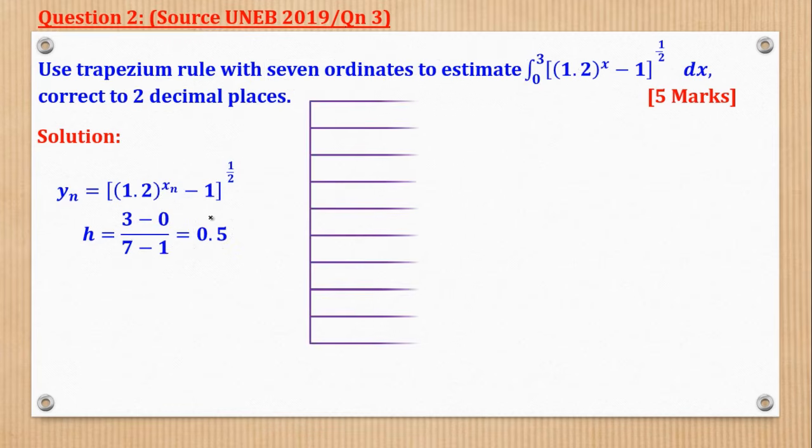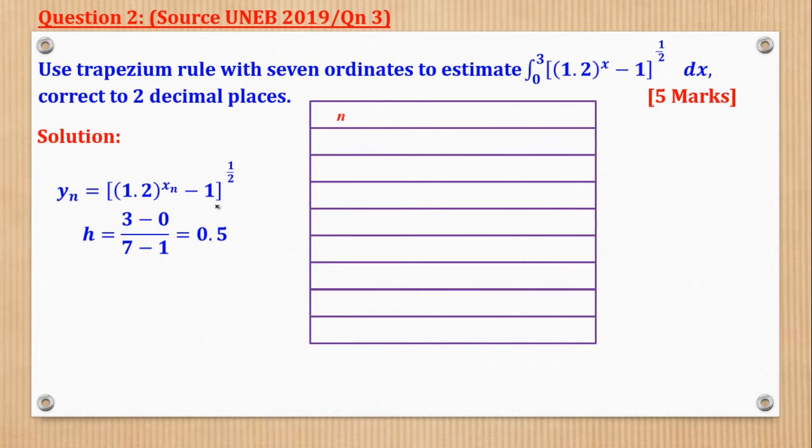Now that you have got the strip width, we can tabulate our values. We shall begin with our number of ordinates. The number of ordinates were 7. That is why you see here 1, 2, 3, 4, 5, 6, 7. It is not a must that you should begin from 0. As long as you are consistent, you can begin from 1. If I begin from 0, it stops at 6, and if I begin from 1, I will stop at 7. So any is okay.